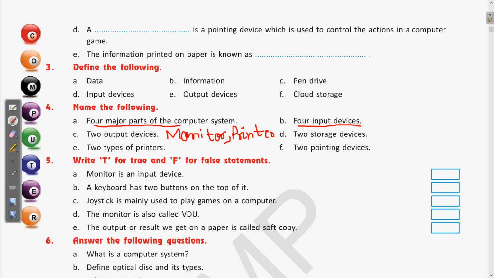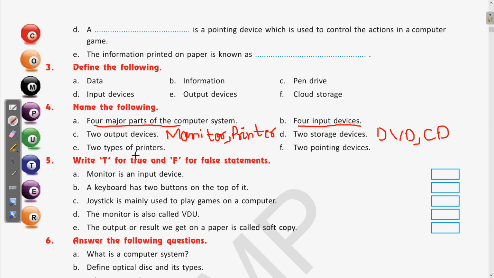Then the next question is two storage devices. In the storage devices, what can be? Like you can write CD, DVD, and we can also write pen drive, hard disk drive. Clear? So you have to write any two. You can write any two examples of storage devices.